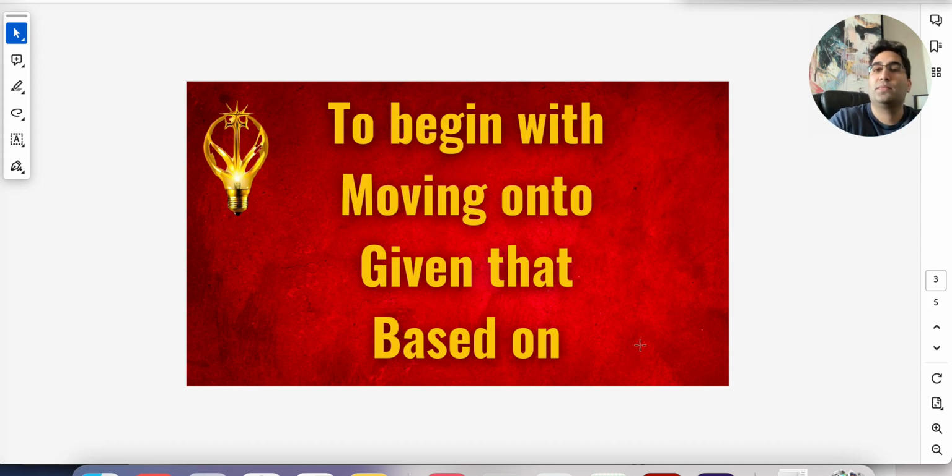And based on could be used in a similar way, but it's really nice in the conclusion. You could say based on the aforementioned reasons, based on whatever I mentioned here, based on this entire topic, and then go with your conclusion. Okay, all these phrases are very useful for writing and for speaking.